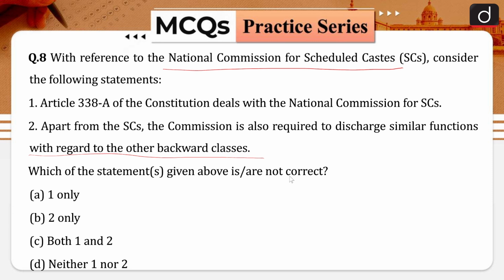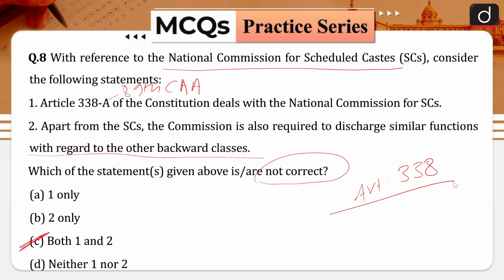So it is asking which of the statements given above are incorrect in nature. The correct answer for this question is going to be option C. Both 1 and 2 are incorrect in nature, and I'll tell you why. Article 338, which was inserted by the 89th Constitutional Amendment Act, talks about the National Commission for Scheduled Tribes. It does not talk about the National Commission for Scheduled Castes, and that is why your statement number 1 is incorrect in nature.